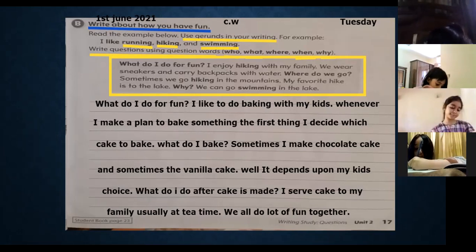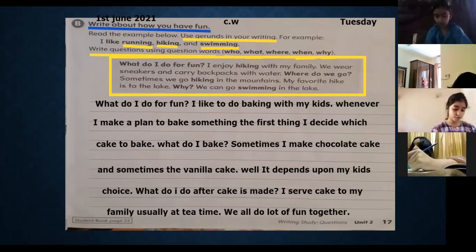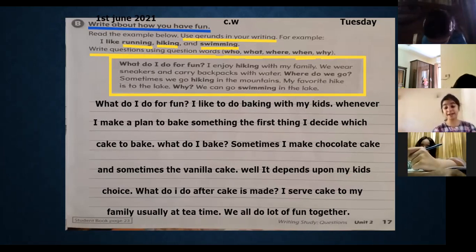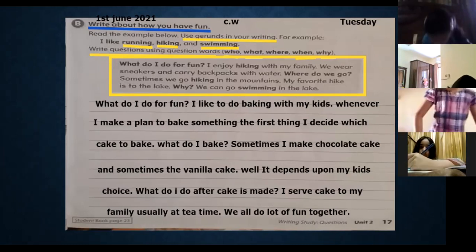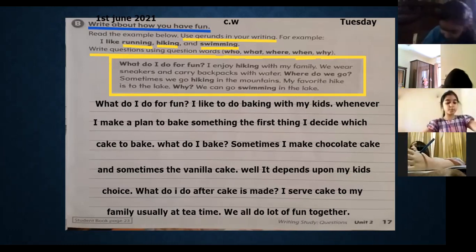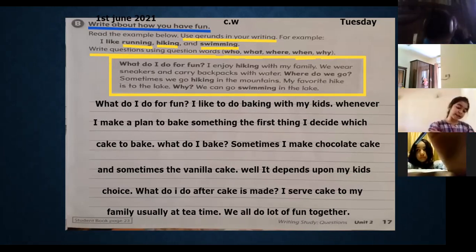If you go for swimming to have fun, where do you go for swimming? What are the things you need to take along? Who do you go with? Are you going alone? Are you going with your family? With your friends? With your cousins? And what do you do for fun over there? Do you take snacks along as well? Once you are tired, you go sit somewhere peaceful and eat something and drink a lot of water. So these are the things you can write of your own choice.